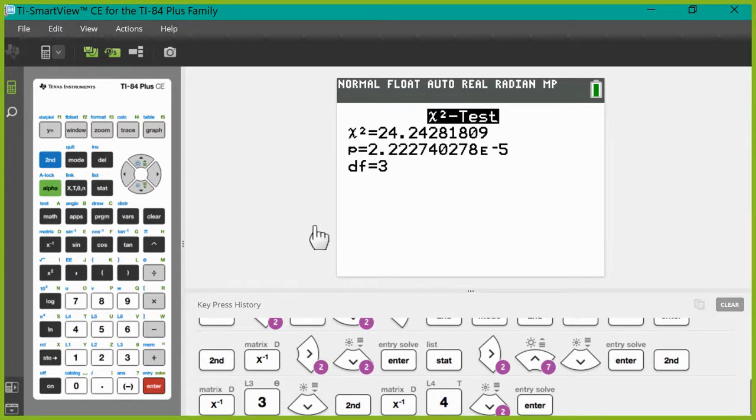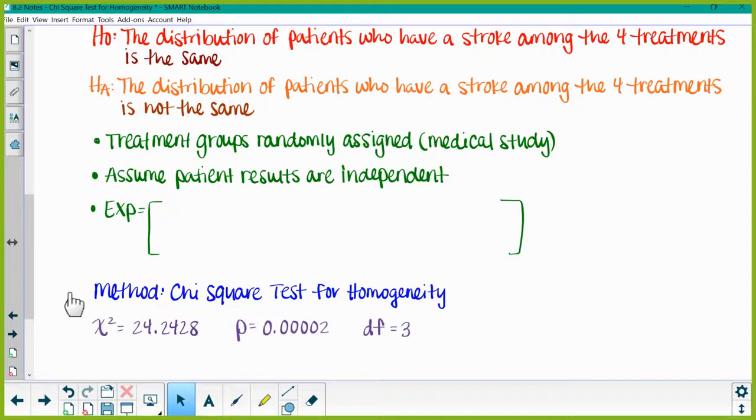So my chi-squared value is 24.2428. My p-value is very, very, very small. Please always remember to check the end of your p-value, because if you have this notation here, it means I need to move my decimal place to the left 5 times. And I have my degrees of freedom. So, I'm going to write that in.